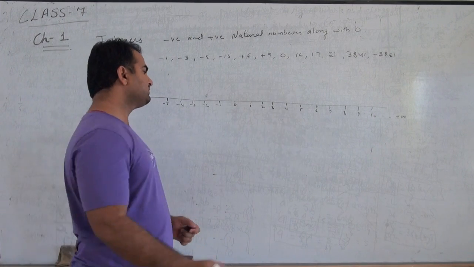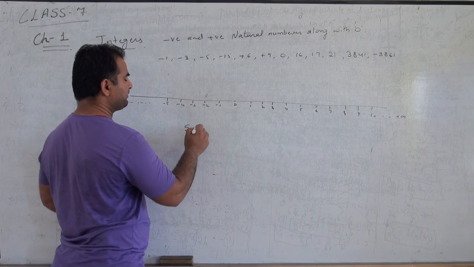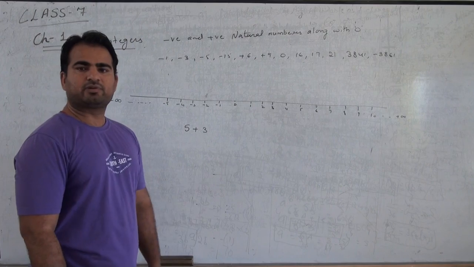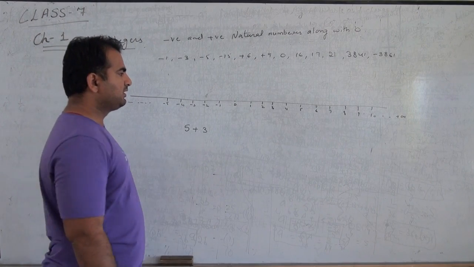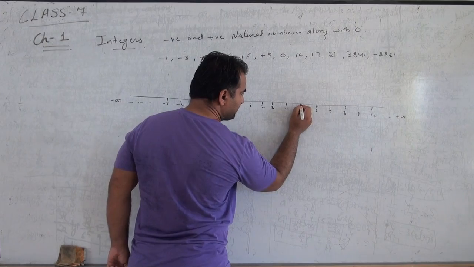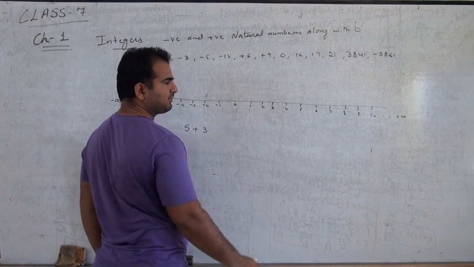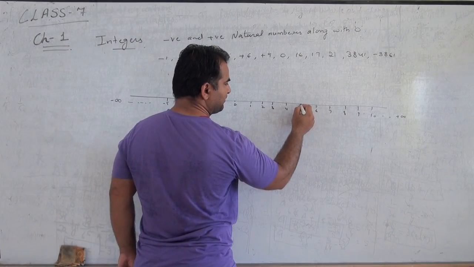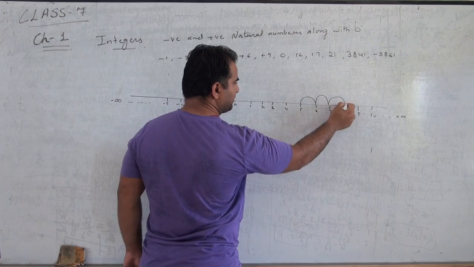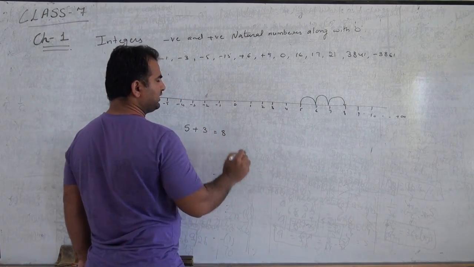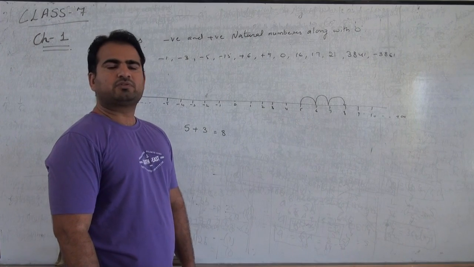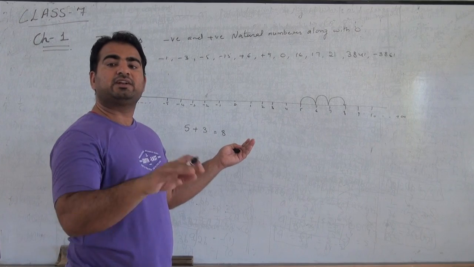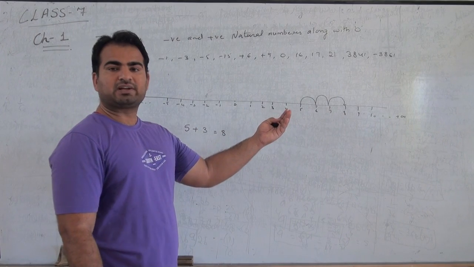So how to add integers on a number line? We have to add 5 plus 3. We place our pencil or pen on 5 and then jump 3 times on the right hand side. 1, 2, 3. So what will be your answer? It will be +8. So we came to know that if we have to add an integer to an integer, then we have to go to the right hand side.